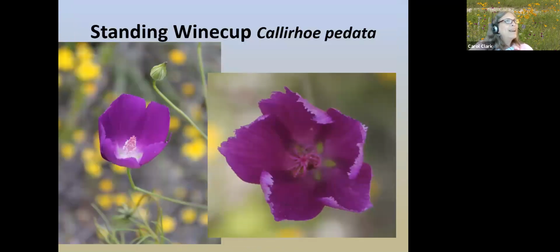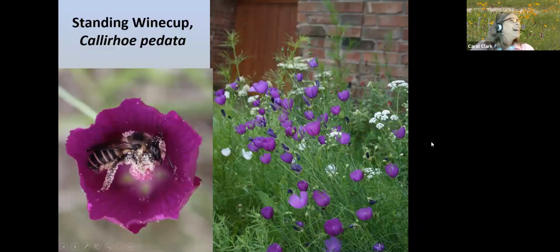Standing wine cup. Our local one is Callirhoe pedata. There's also a spreading wine cup, and there are some annual wine cups, not really in our region. But this one is gorgeous. It comes in these sort of rich, burgundy, purplish red colors. Sometimes they're pure white, sometimes they're pale pink, but they kind of stand up. They're not the creeping version of wine cups that you see at other places. We do have some creeping wine cup that's just not included in the show.